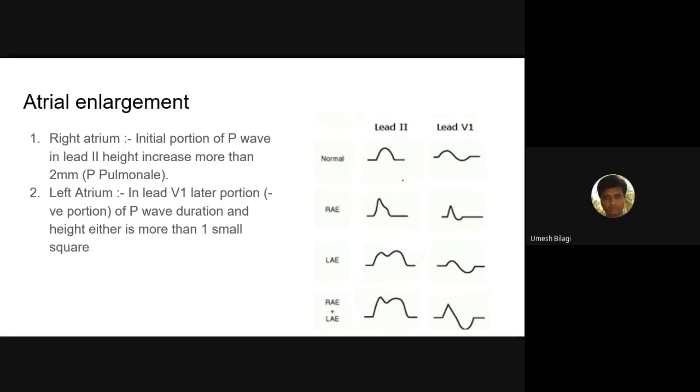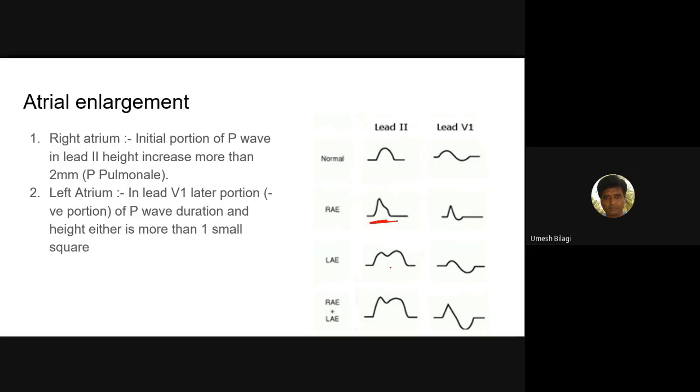Now, diseases of the right atrium will produce a taller P wave due to an increase in the initial part of the P wave. Here also in lead V1 you get a taller P wave. In lead 2, you get more than 2 squares. Here also it will be a bigger P wave. Lead 2 is best seen.